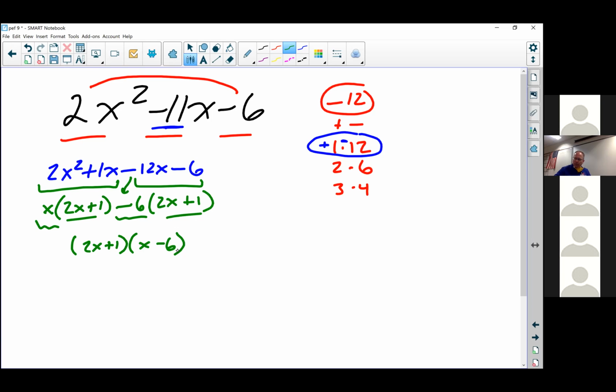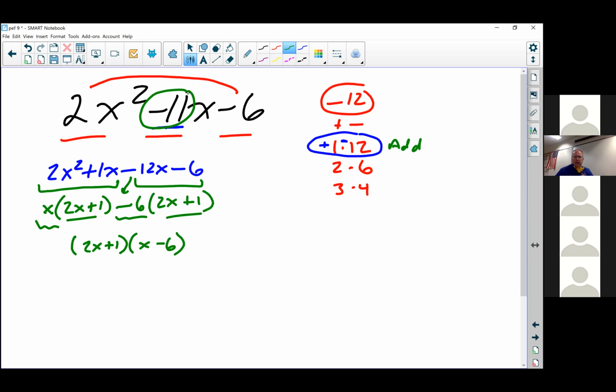Wait, do we just forget about the negative on 11? So the 11, I don't forget about it. What I do is I multiply the first and the last together and figure out what 2 numbers I would multiply together, in this case one being positive and one being negative, that when I add them together, those give me this.